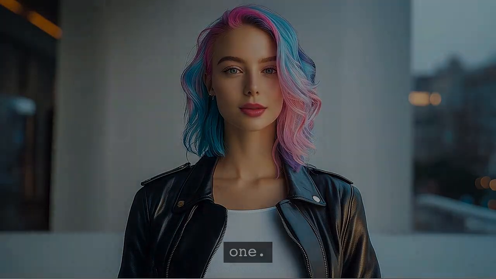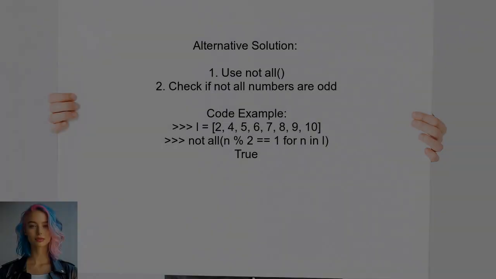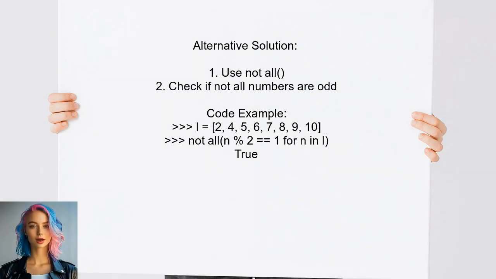Let's take a look at another one. Another user suggests a different approach using the not all function. They demonstrate that by checking if not all numbers in the list are odd, you can determine if there's at least one even number present.